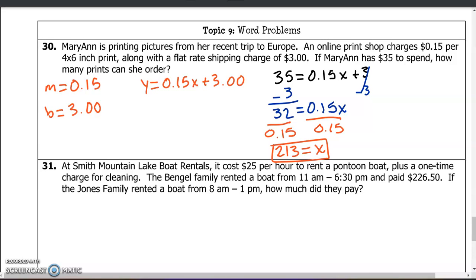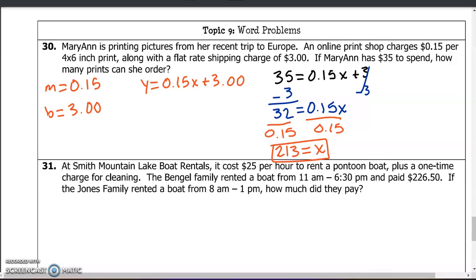So now in this one, they give you a rate again, right? A rate of change of $25 per hour. But they don't give you a starting point. They give you a sample point, right? Because they tell you that the Bingle family rented it from 11 a.m. to 6:30 p.m., paid $226.50, and now they want to know how much the Jones family would pay.